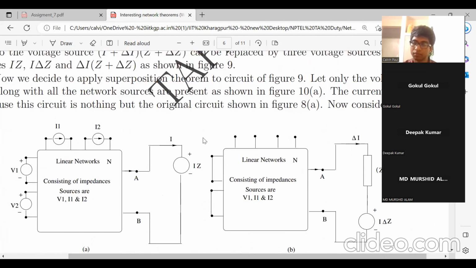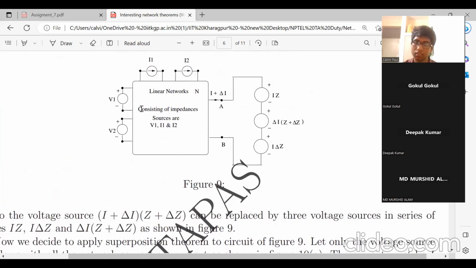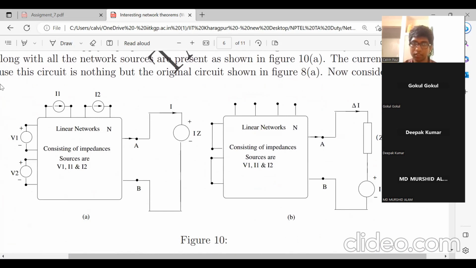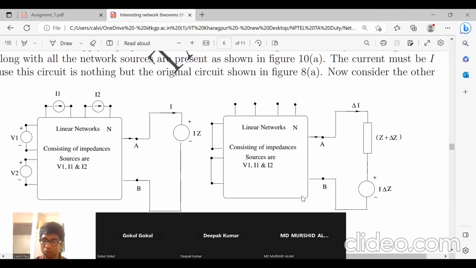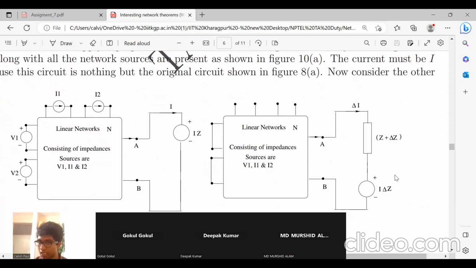Now we are still continuing to apply the superposition theorem. What we will do is here these voltage sources and these current sources are replaced, as well as this voltage source is replaced by a short circuit. So the effective network comes to be of this form, where the voltage source is replaced by a short circuit, the current source is replaced by an open circuit, and the impedance is Z plus delta Z and I into delta Z. Any confusion here?